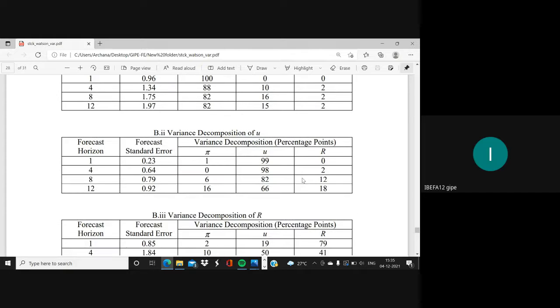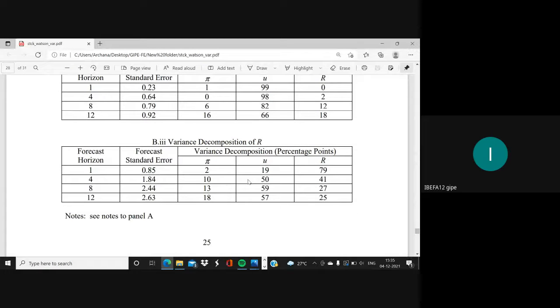Then again, if I look at this, here what I'm doing is forecasting the interest rate several quarters ahead. So when I'm forecasting the interest rate 1 quarter ahead, 79% of its forecast error variance is explained by its own shocks. Whereas only 19% is explained by shocks to the unemployment error term, and only 2% is explained by shocks to the inflation error term.